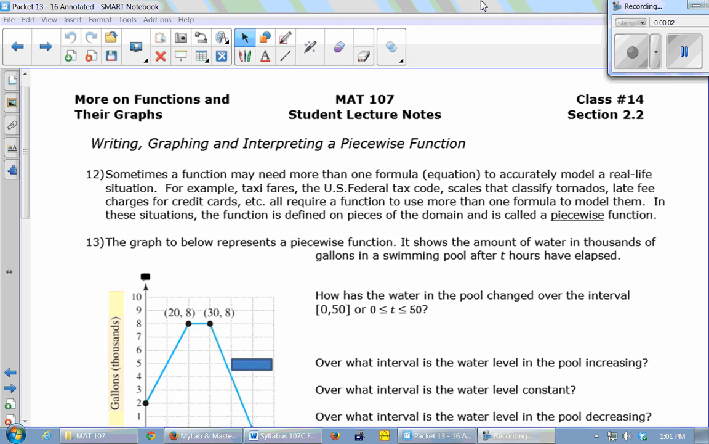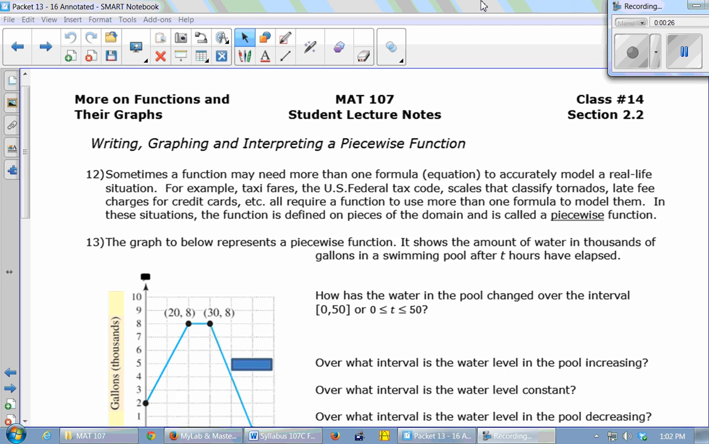Okay, so we're going to talk about writing, graphing, and interpreting a piecewise function. Sometimes a function may need more than one formula or equation to accurately model a real-life situation. For example, taxi fares, right? You have a certain price for 0 to 10 miles, and then the way that price is calculated changes if you go further than 10 miles, something like that.